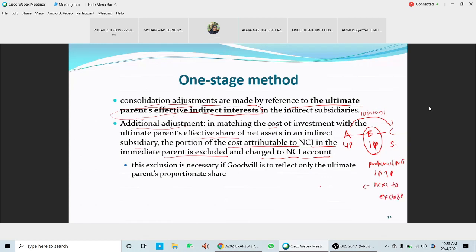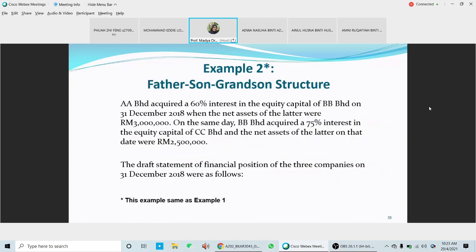It is the percentage of the NCI times the COI by the immediate parent, by B in this case. This exclusion is necessary if the aim is to reflect only the ultimate parent's proportionate share. We need to use this method because we want to adjust for the gaps. Maybe you don't understand yet, so we're going to look at the examples here.